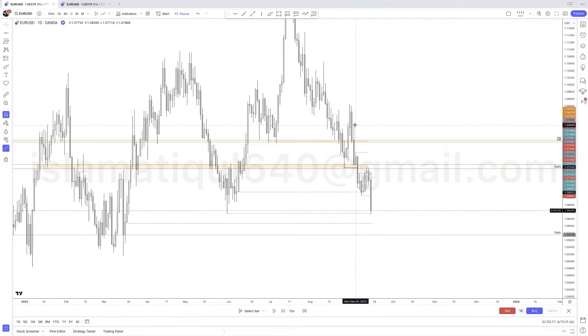But currently we can see that market structure is clearly bearish, which is very clean. See, lower high, lower low, lower high, lower low. What can we expect? We could expect another lower high and a lower low, right? Storyline is bearish, market structure is bearish. So yes, we can start looking for sells.